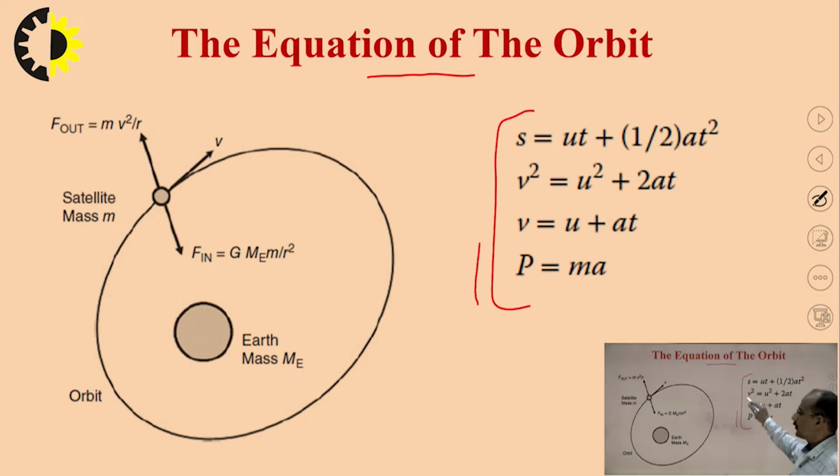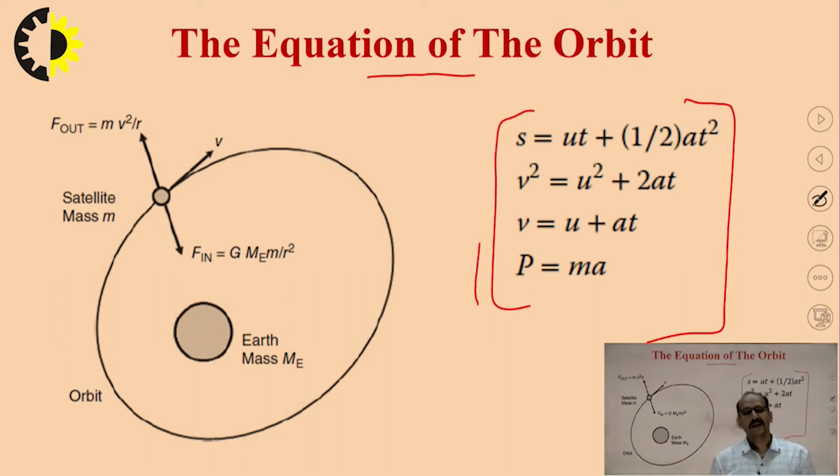The second equation is v square is equal to u square plus 2as, where v is the final velocity, and v is equal to u plus at is another equation. And F is equal to ma, which is the same as Newton's second law of motion. So these equations give us the basic foundation to derive the equation of the orbit.